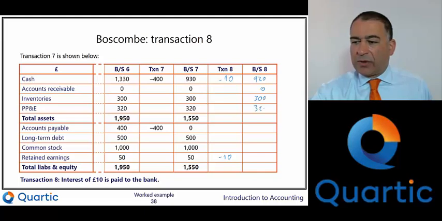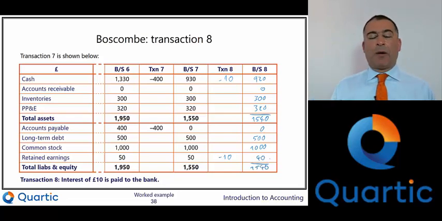PP&E remains at 320. Add that up, that's 1540. So just 10 down on before. Payables are 0. Debt is 500. Common stock is 1,000 and our retained earnings is 40. Add those up, that comes to 1540. So that is our final balance sheet.